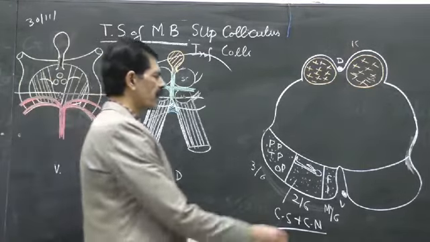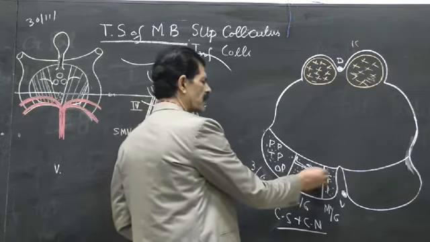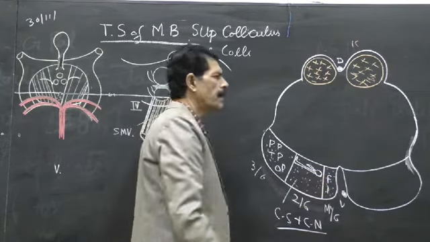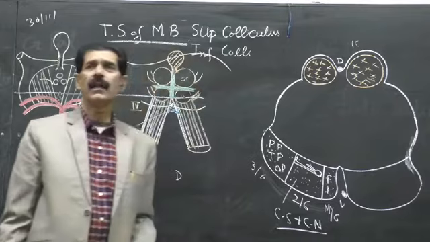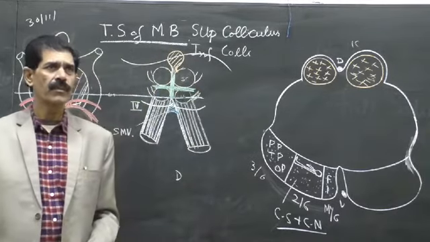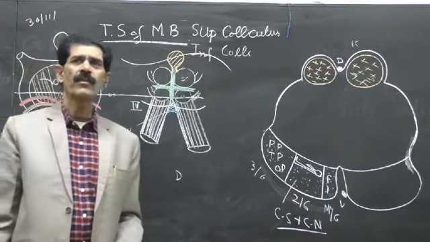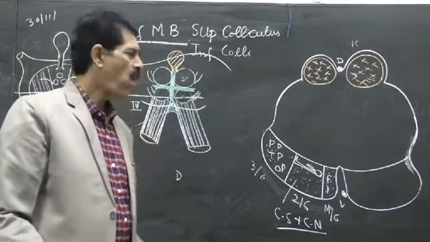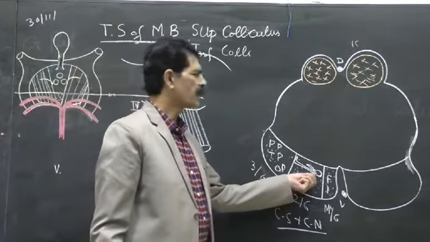And corticonuclear fibers, as we know, they are coming from the genu of the internal capsule. They are the motor fibers for head and neck only. And they are also present in the midbrain.